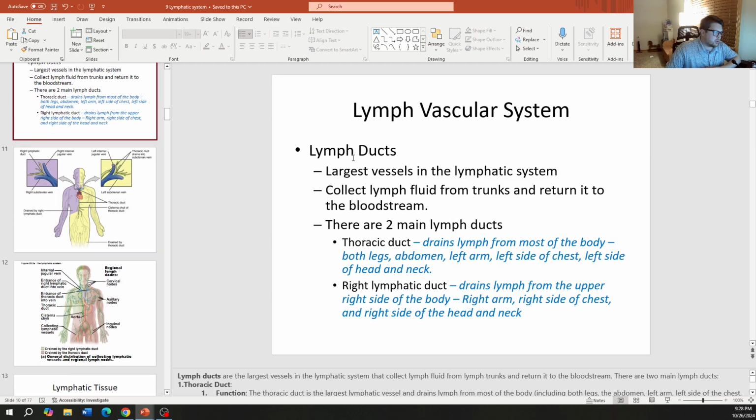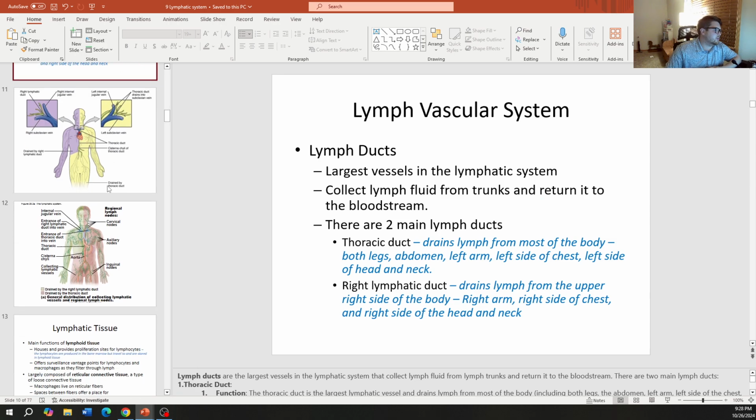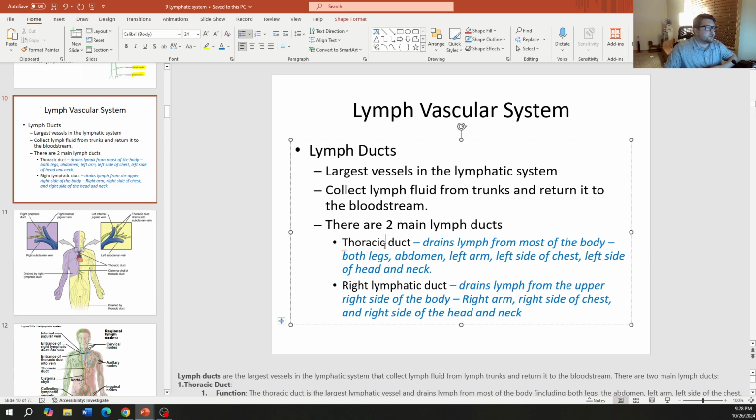So the ducts, these are the largest vessels. Think of this like the aorta or the vena cava. These are our really, really big ones. These are the ones where everything has converged together. It collects the lymph from all the trunks and finally returns it to the bloodstream. The two lymph ducts we need to remember are the thoracic duct and the right lymphatic duct.